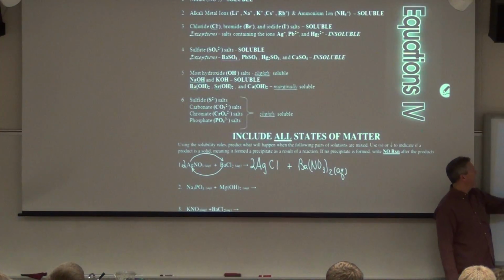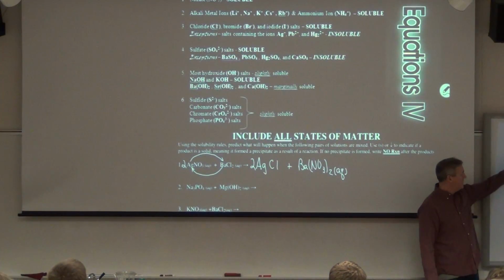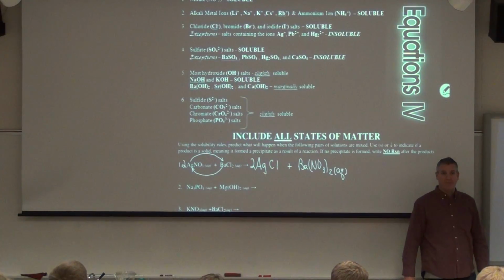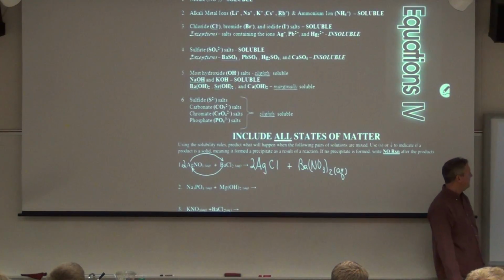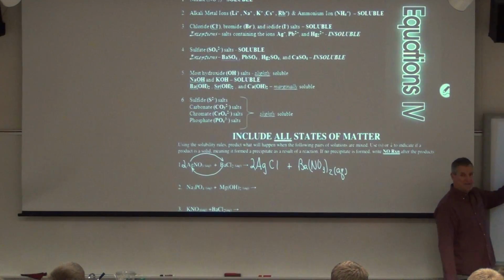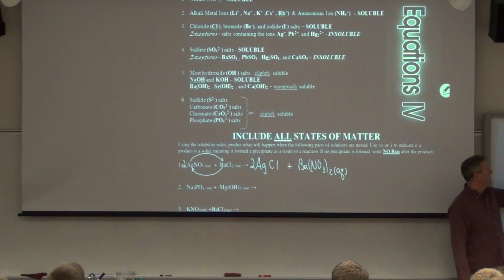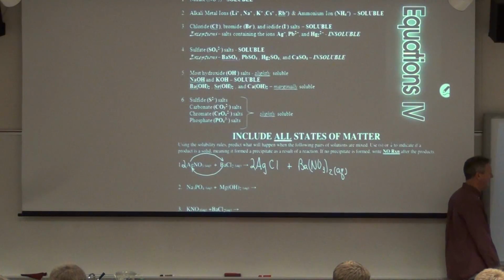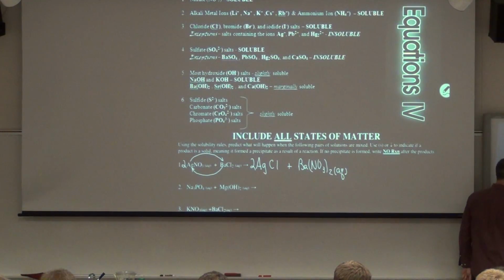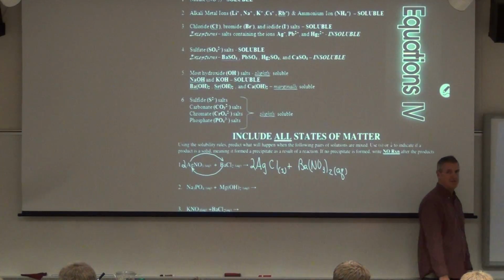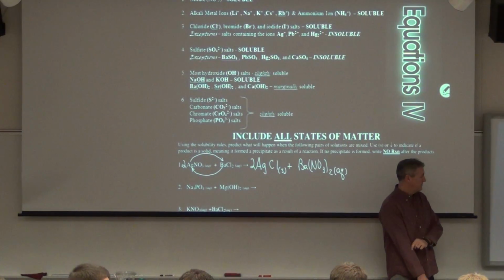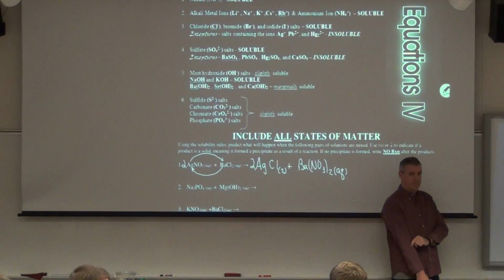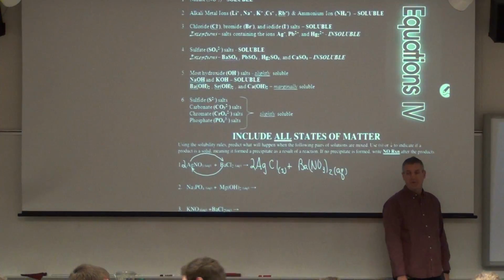Silver is not an alkali metal, so we can skip that guy. But chlorine is in rule number 3. And that is soluble, except when it contains silver, lead 2, or mercury. Well, that's silver. That dirty dog is going to make that a solid because it is insoluble. And we're done with that one.